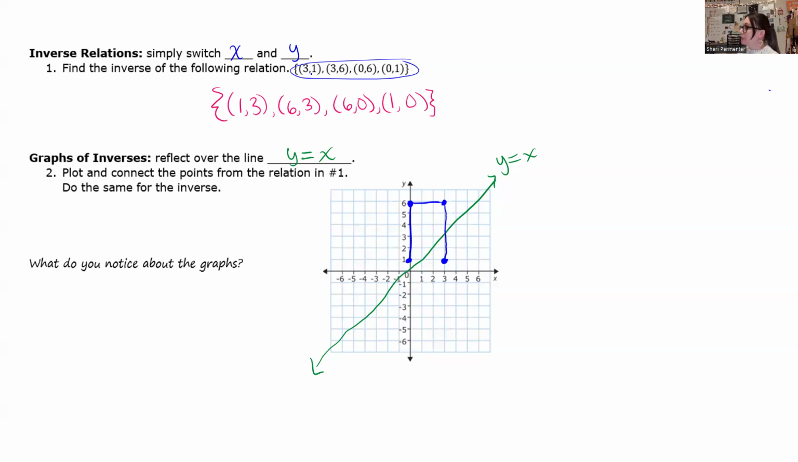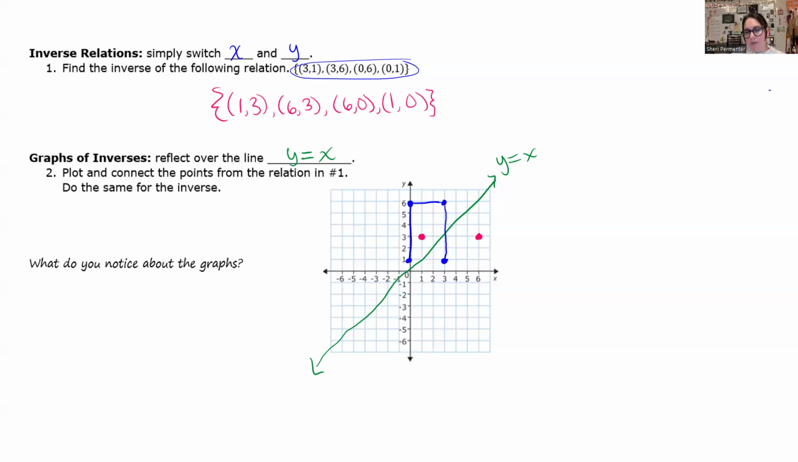Now I'm going to graph the inverse. I'm going to graph it in pink, so that you can see the difference. And I'm going to do the same thing. I'm going to plot the points, connect the dots. So my first point of my inverse is 1, 3. Over 1, up 3, put a point. 6, 3. Over 6, up 3, put a point.